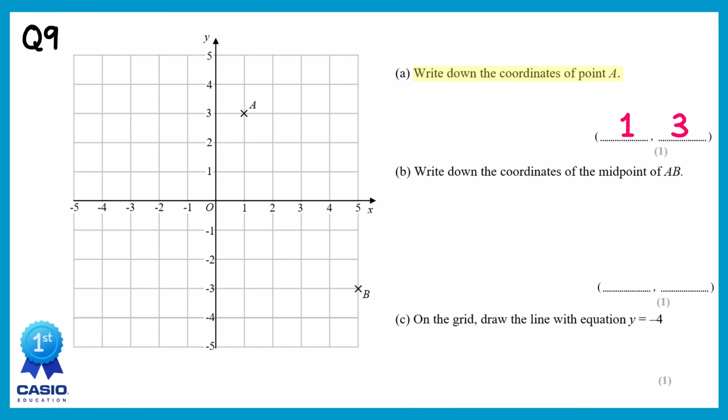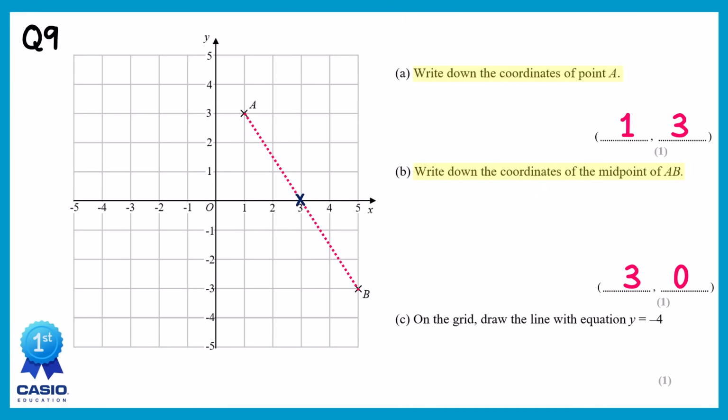In the second part of the question, we need to write down the coordinates of the midpoint of line AB. To do this, I'm going to draw a line connecting A and B together. This makes it easier to see where the midpoint is, which is right here. The coordinates of this point are 3, since it's on the x-axis, and 0, since we don't go up or down at all.